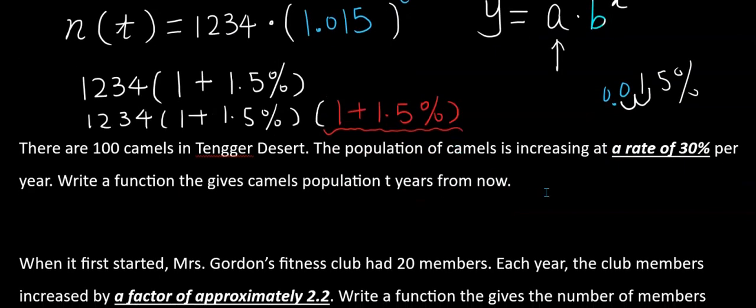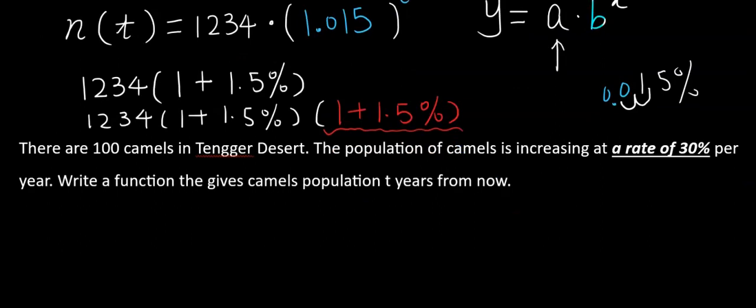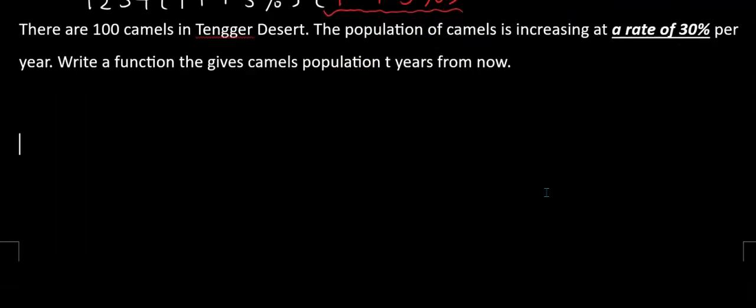Let's look at the next story. Next story is about the place where I'm from. That is a desert called Tengger Desert. It is in Inner Mongolia. Of course, the data here is made-up data. It says we started with 100 camels. Now, the population of camels is increasing. Wonderful. We want to see more camel friends. And at a rate of 30% per year. Write a function that gives camel population t years from now.